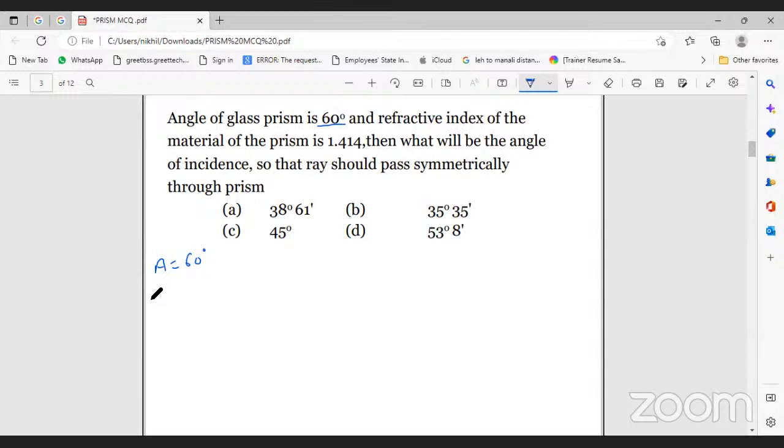Sir, 60°. What is the refractive index equal to? 1.414, sir. Shall I take this 1.414 as root 2? Yes, sir. They are asking what will be the angle of incidence I if the ray passes symmetrically. Symmetrically means it is under minimum deviation.